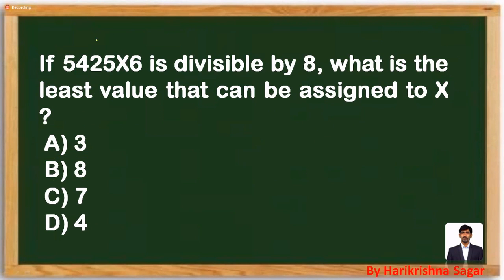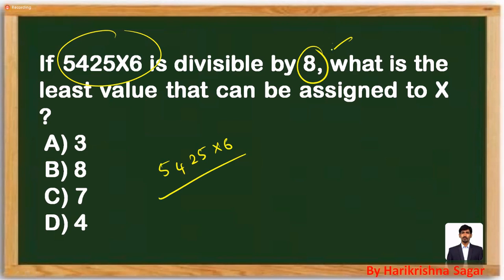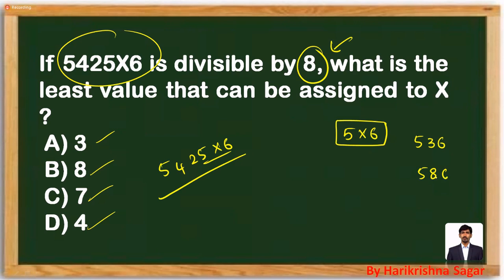Let's look at one more question. The question here is: 5425x6 is completely divisible by 8. What is the possible value of x? When the number is said to be divisible by 8, check the last 3 digits. What are the last 3 digits here? 5x6. The x value is already available in the option choices. What is the first option? It becomes 536. What is the second option? 586. The third option? 576. The fourth option? 546. When it is divisible by 8, you can check if you manually calculate.